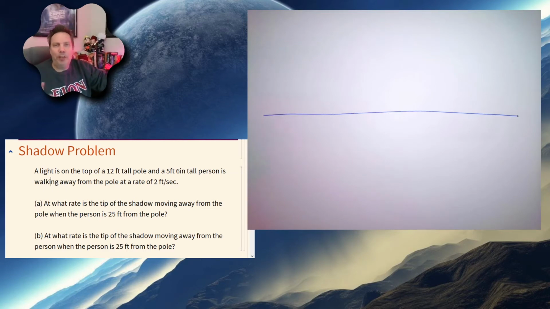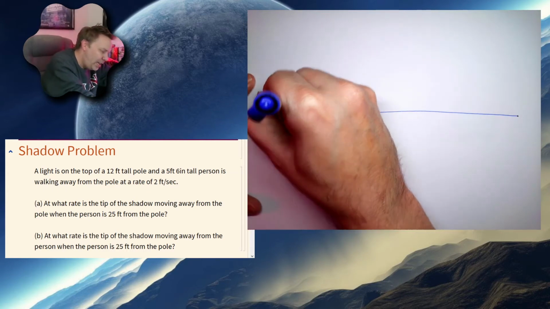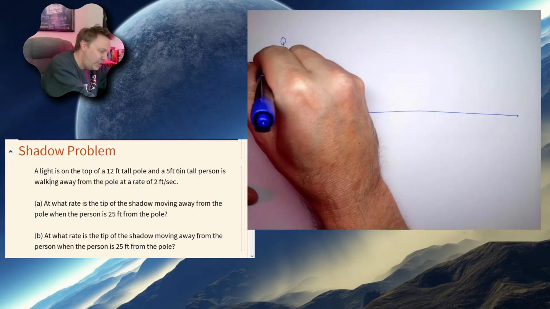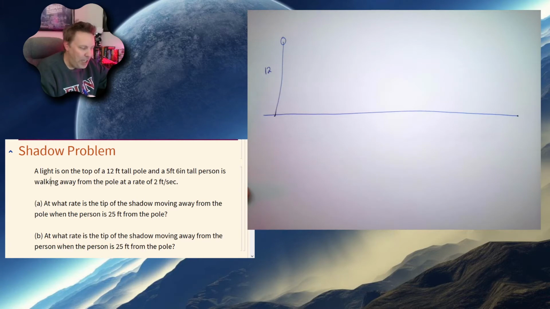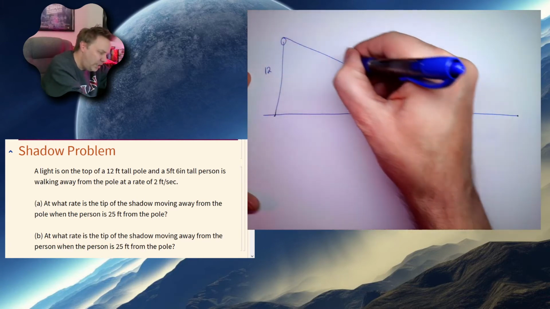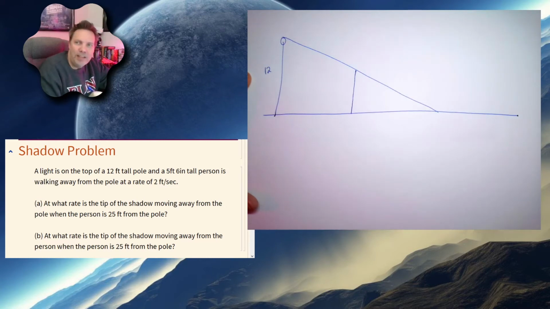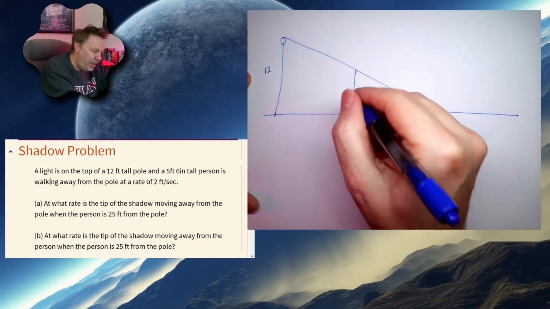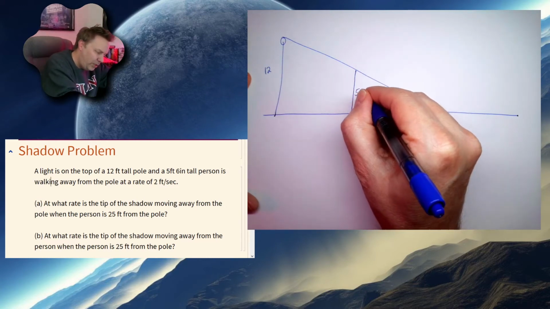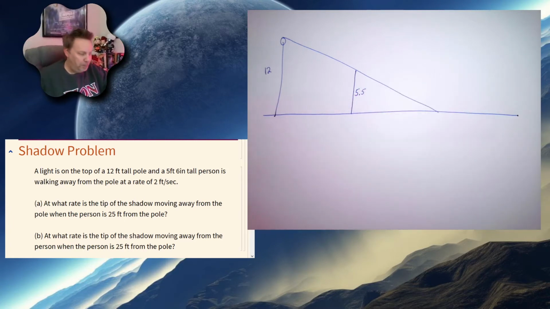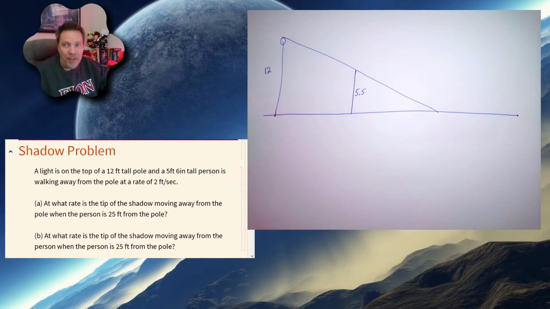That's my rendition of the ground, by the way. I have a light post. That should be a straight line. Sorry about that. That's 12 feet. And I have a person that's going to cast a shadow, and they're going to be 5'6" tall. So that gets converted to 5.5 feet. And so what do I know about this?